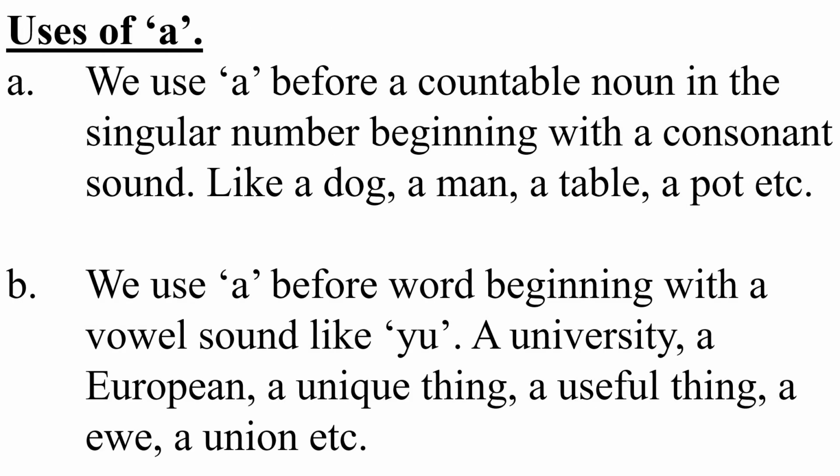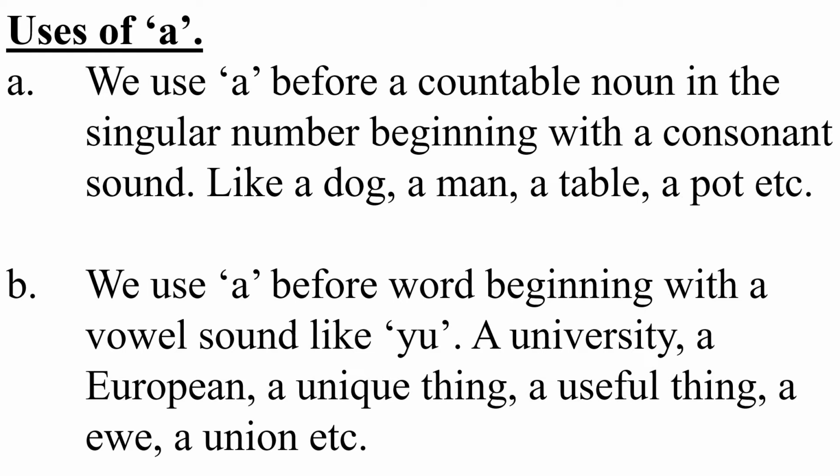The first rule is we use a before a countable noun in the singular number beginning with a consonant sound, like a dog, a man, a table, a pot, etc. The second rule is we use a before a word beginning with a vowel letter U that has a consonant sound, like a university, a European, a unique thing, a useful thing, a union, etc. These are the rules of uses of a.